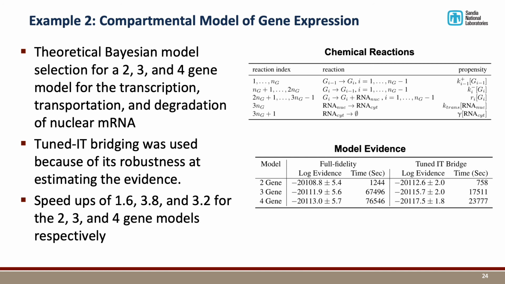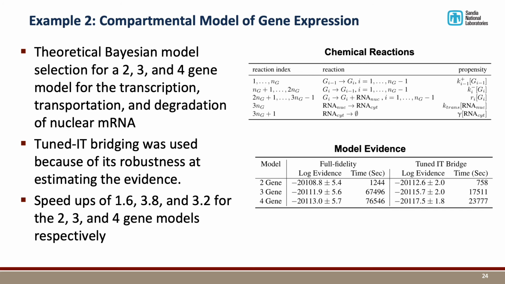We choose the tuned IT bridging technique because it is more robust than the other methods, which is important for performing the thermodynamic integration that is necessary for computing the model evidence. With this method, we observe speedups of 1.6, 3.8, and 3.2 times for the 2, 3, and 4 gene models respectively. The slower speedup for the 2 gene model is because that model is fairly computationally efficient to begin with.